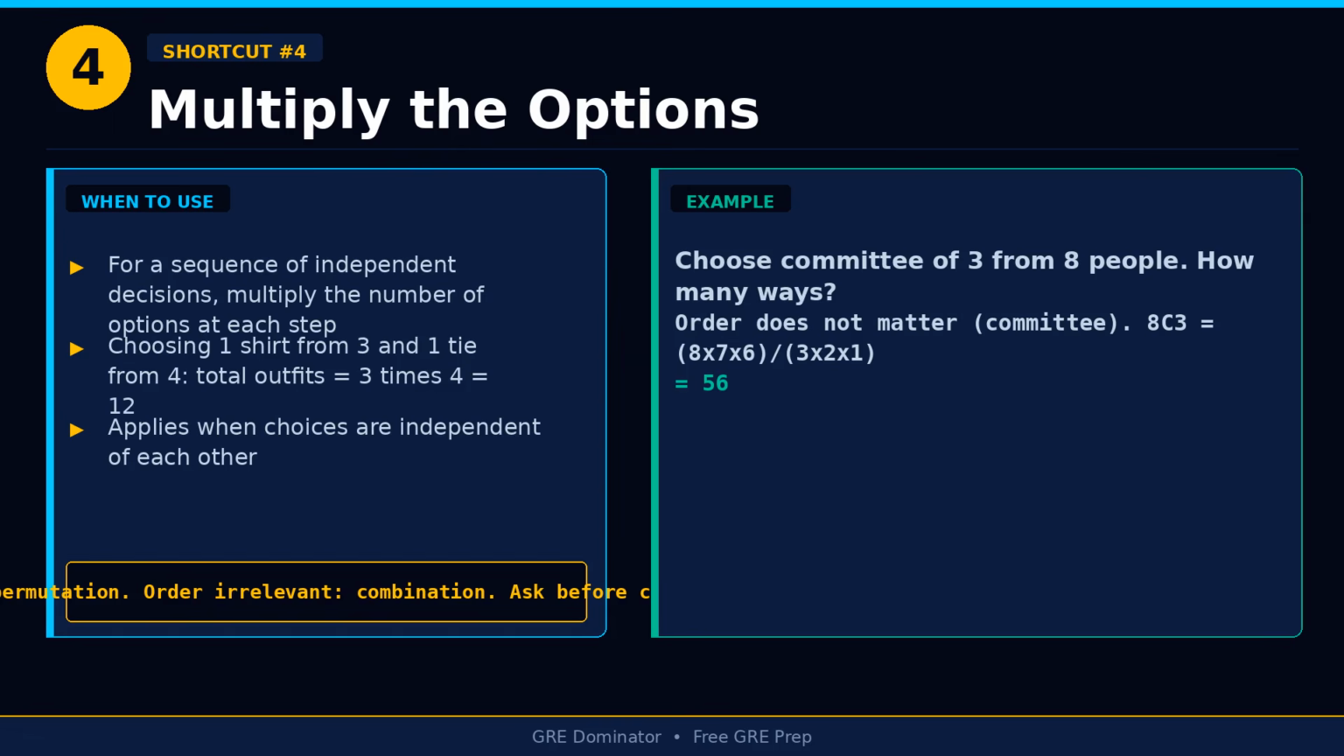Fundamental counting principle. For a sequence of independent decisions, multiply the number of options at each step. Choosing one item from A options and one from B options independently. Total ways equals A times B.